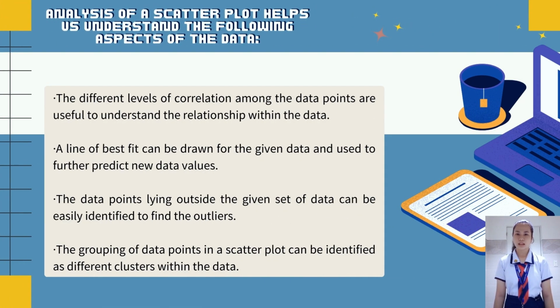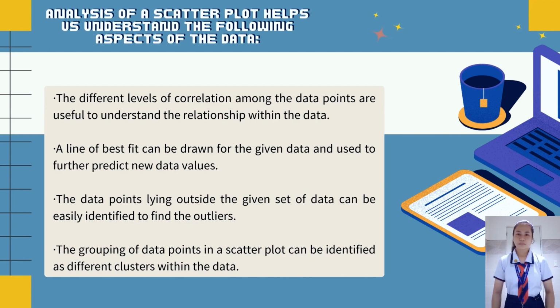Analysis of a scatter plot helps us understand the following aspects of the data. Firstly, the different levels of correlation among the data points are useful to understand the relationship within the data. Next, a line of best fit can be drawn for the given data and used to further predict new data values. Another is that the data points lying outside the given set of data can be easily identified to find the outliers. And lastly, the grouping of data points in a scatter plot can be identified as different clusters within the data.